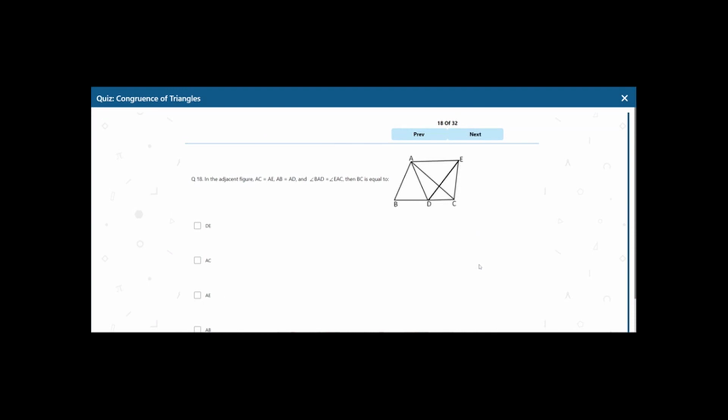Here AC equals AE, AB equals AD, angle BAD equals angle EAC. Then BC equals DE, ma'am. That's correct. If you add this to both the sides, you will get angle BAC equals DAE. That's why you said, right? Yes, ma'am.